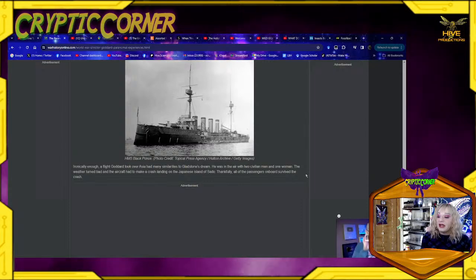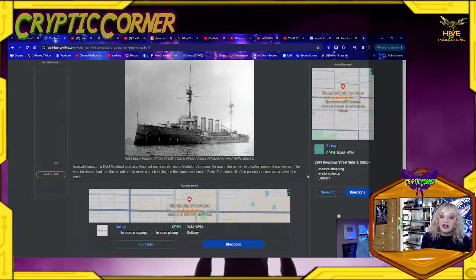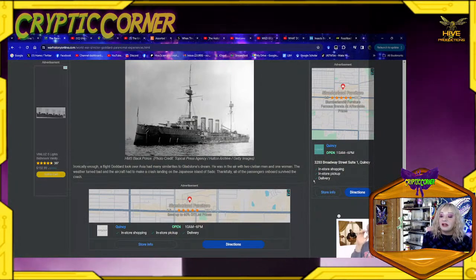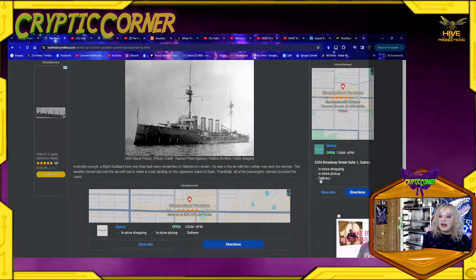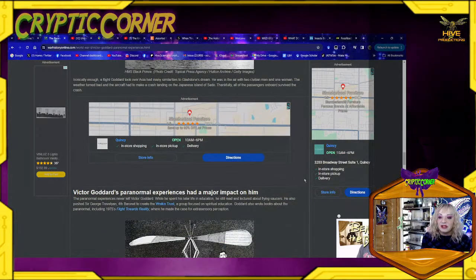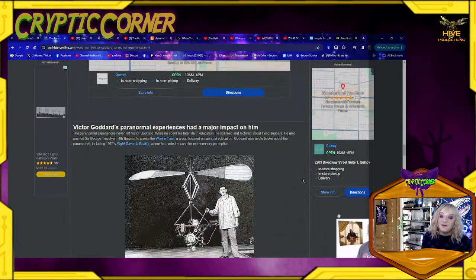He was in the air with 2 civilian men and 1 woman. The weather had turned bad and the aircraft had to make a crash landing on the Japanese island of Sado. I think that's how you pronounce that, Sado. Thankfully, all the passengers on board survived the crash. So he didn't die, so it's not like it was a prophetic dream, right?